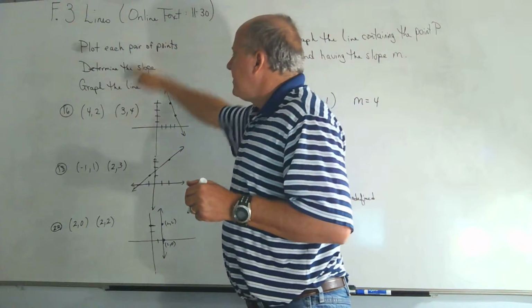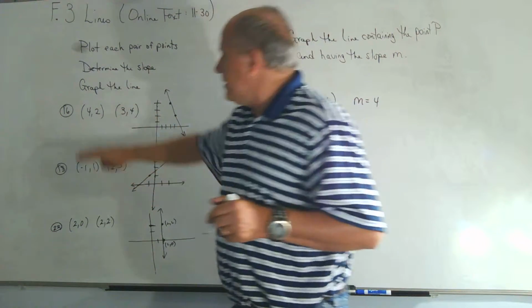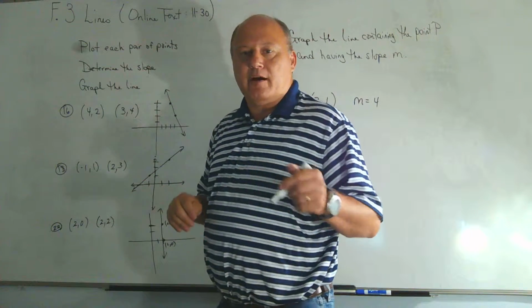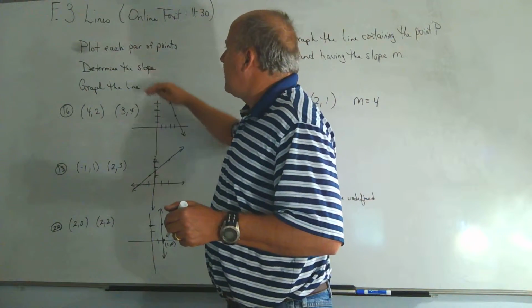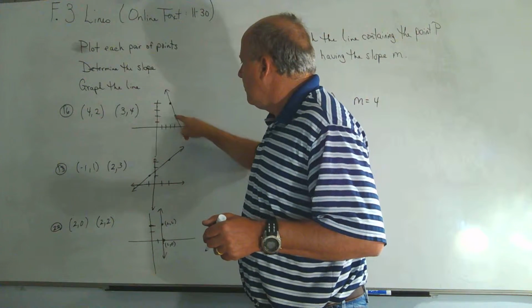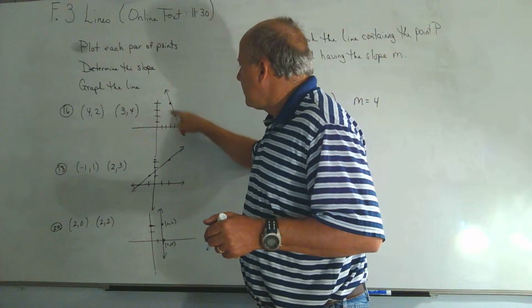applying a pair of points that they give me. So what they're going to be giving you in the book is these 2 points. Now I took the liberty of doing some of the problem off camera. So I plotted each pair of points. So 4, 2, and 3, 4. 4, 2 is right there, and 3, 4 is up there.